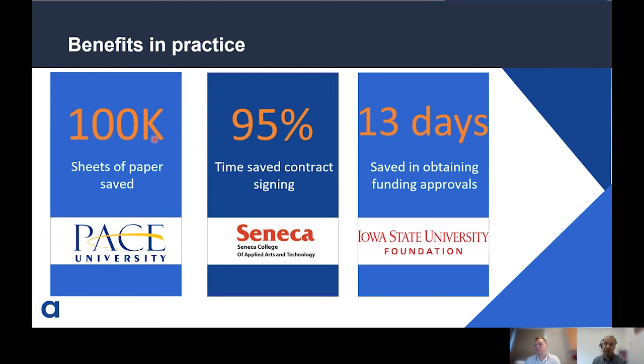But again, the area we're really focused on for Pace is they've saved 100,000 pieces of paper a year. That is a huge amount of paper. And again, think about your organization's sustainability goals and how that could align to those as well.